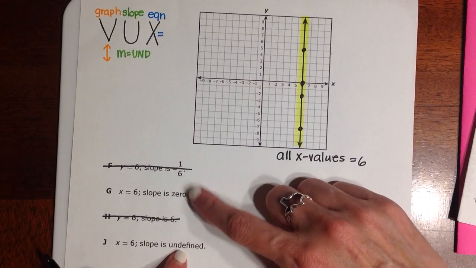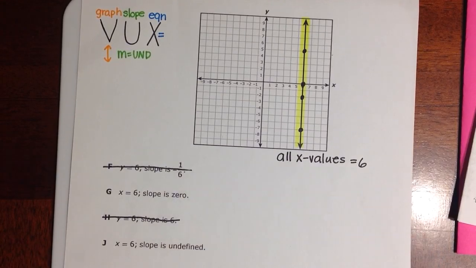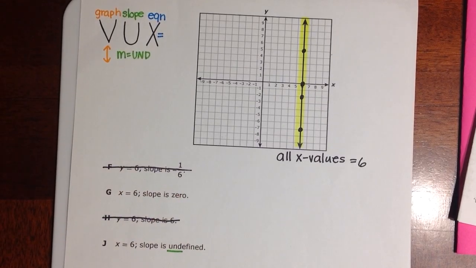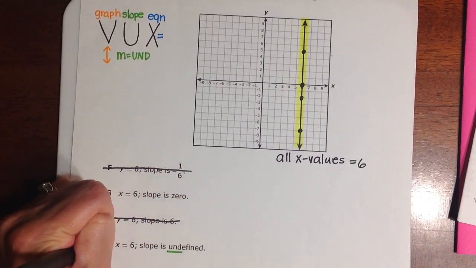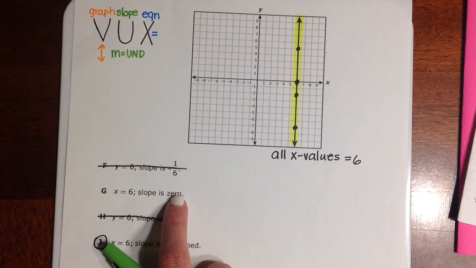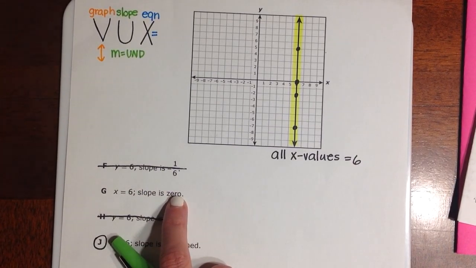So now I just got to decide, is the slope 0 or is the slope undefined? And hopefully you recognize U and D for an up and down line, so the correct answer is J. If you picked G, you got your slopes with horizontal lines mixed up.